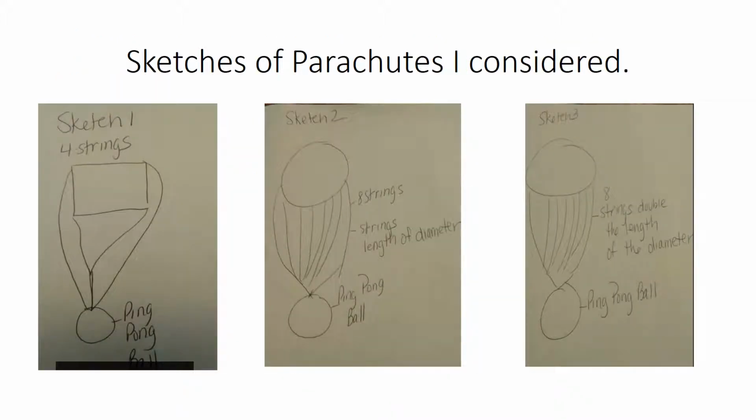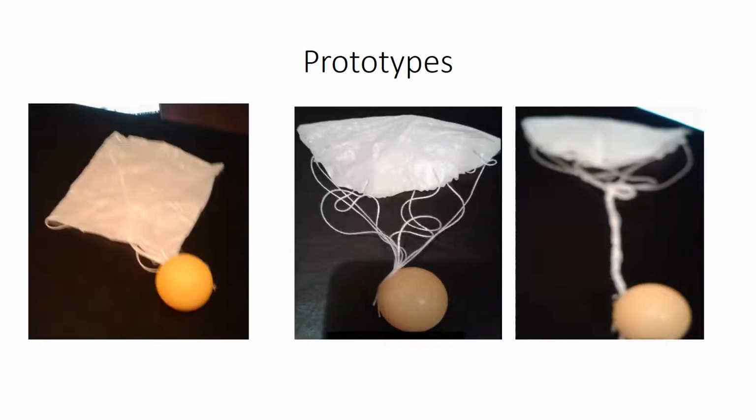So our next step was to think of some parachutes that we might consider making. So here are my sketches of my parachutes. My sketch 1, I had a square parachute with 4 strings. Sketch 2, I had a round parachute with 8 strings, and I decided to cut my strings about the length of my diameter. And then my sketch 3, I had 8 strings and I doubled the length of the diameter for my strings, and all 3 sketches included a ping pong ball for my mass. So here are my 3 prototypes, my square parachute, my round parachute, and then the parachute where I doubled the length of the strings.